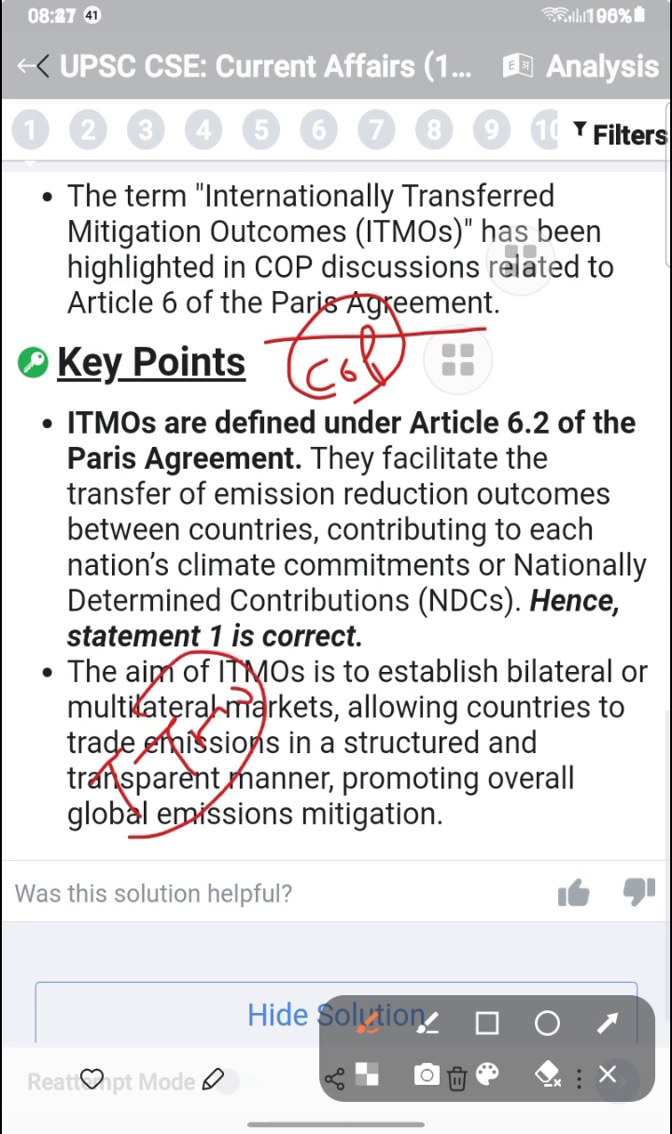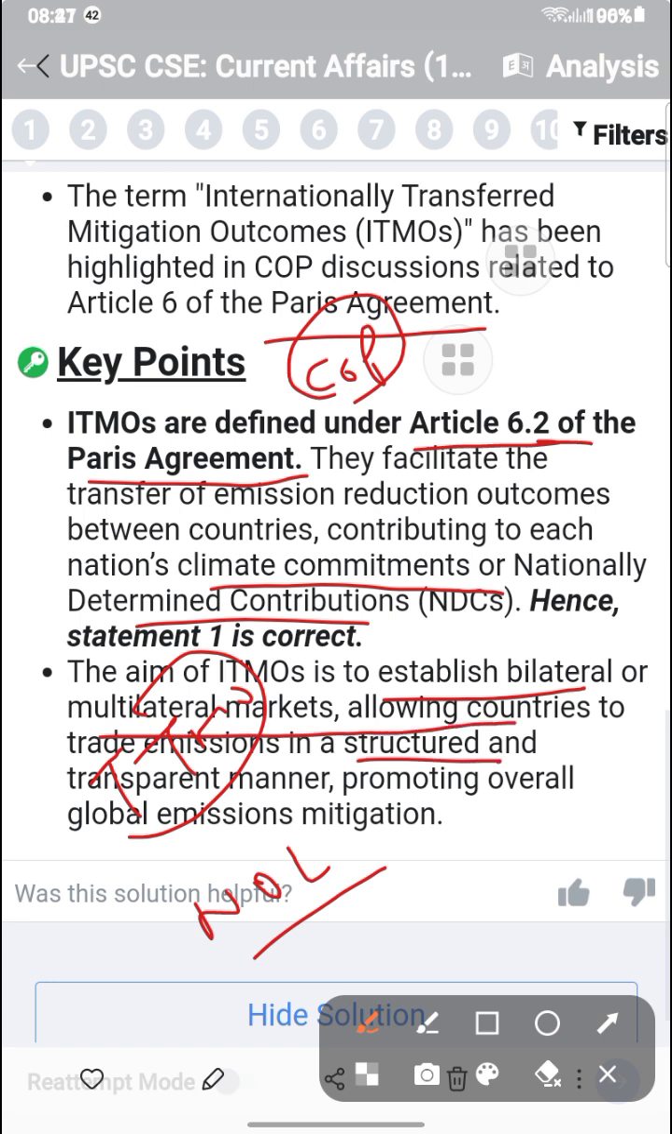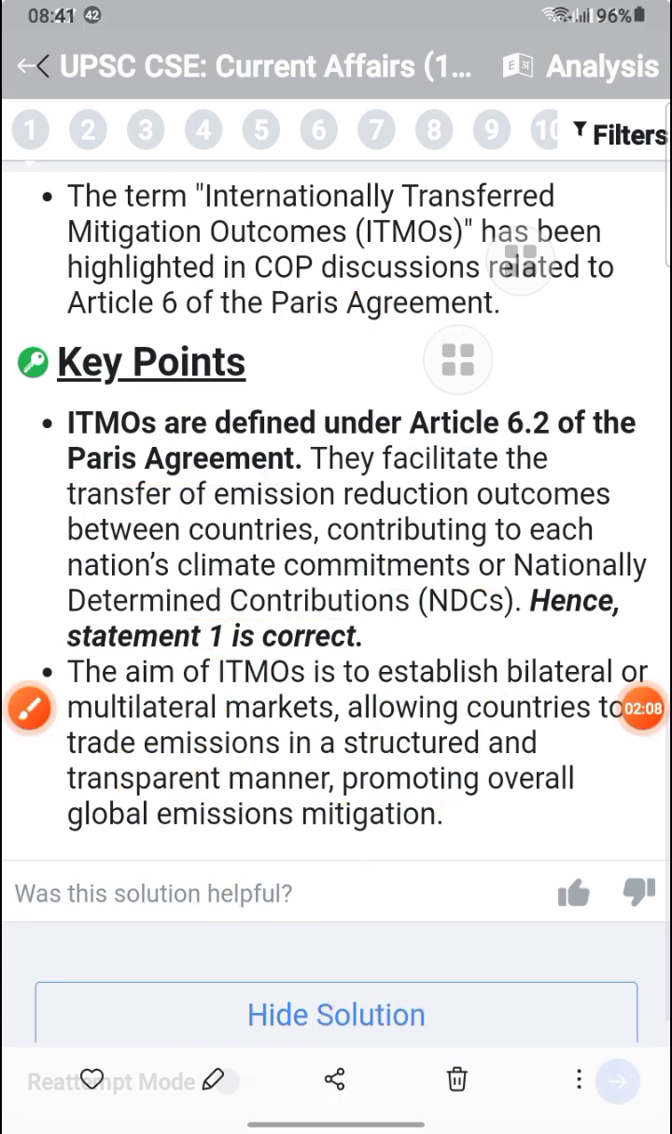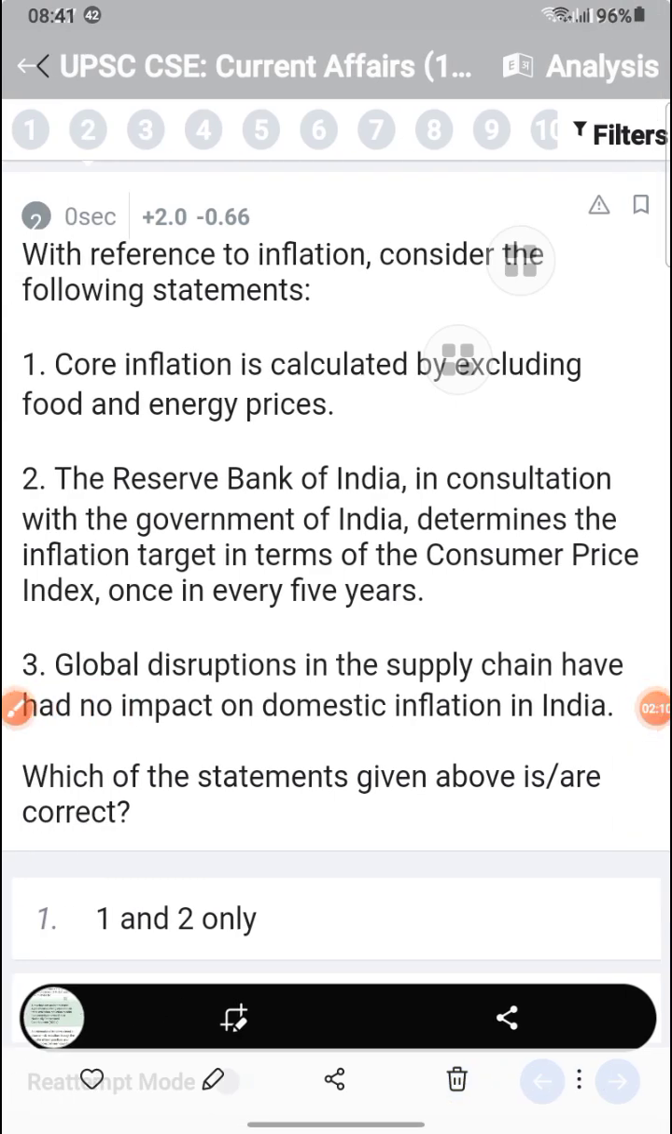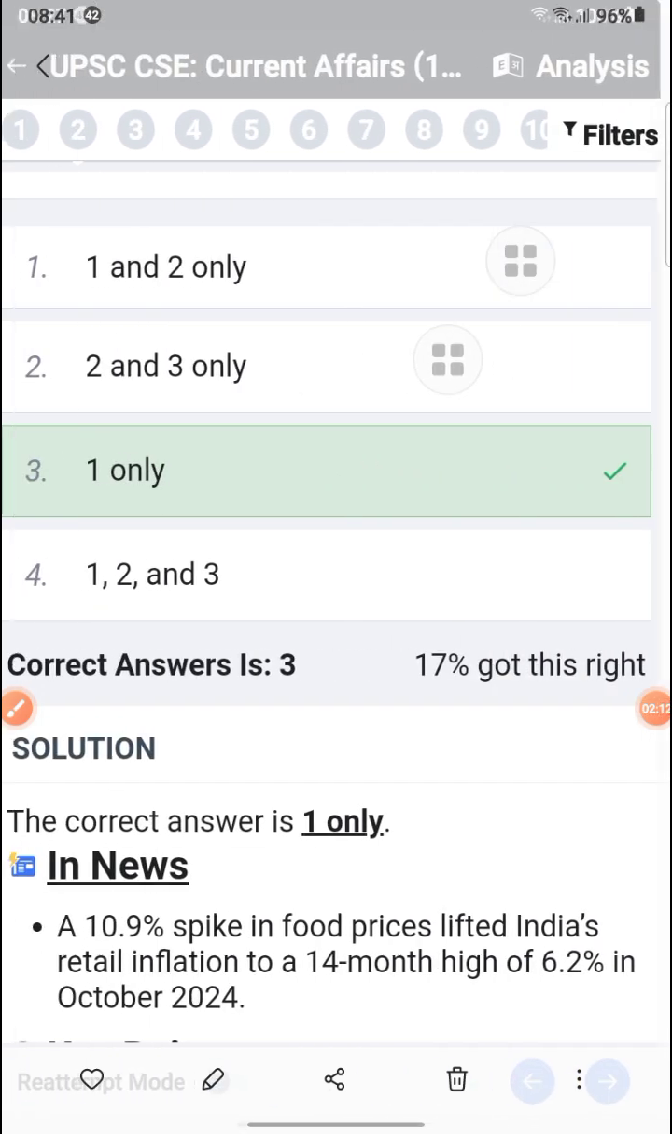ITMO comes under Article 6.2 of the Paris Agreement, with outcomes between countries contributing to climate commitments or nationally determined contributions. It establishes bilateral and multilateral markets in a structured, transparent manner, promoting overall global emission mitigation. With reference to inflation, consider the following.